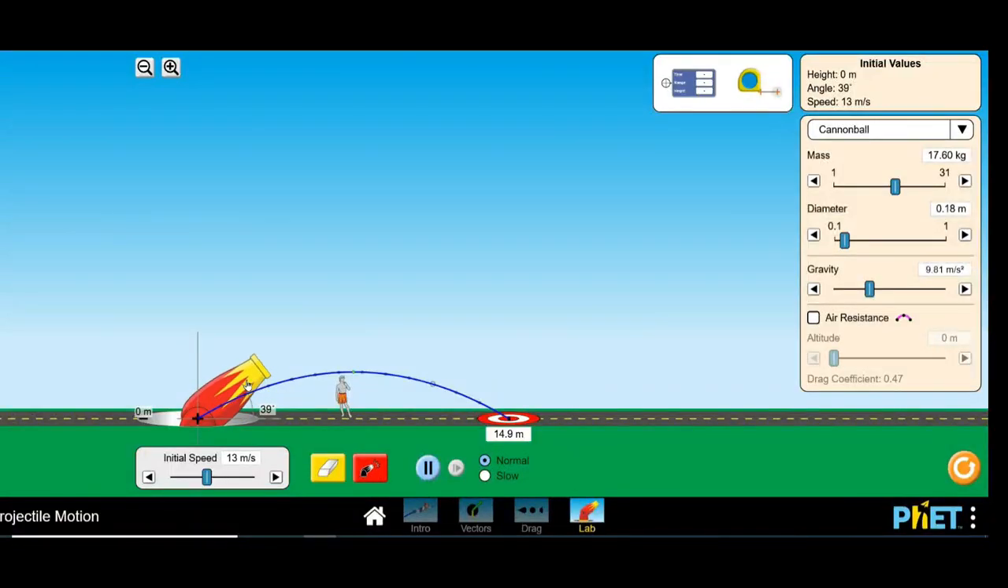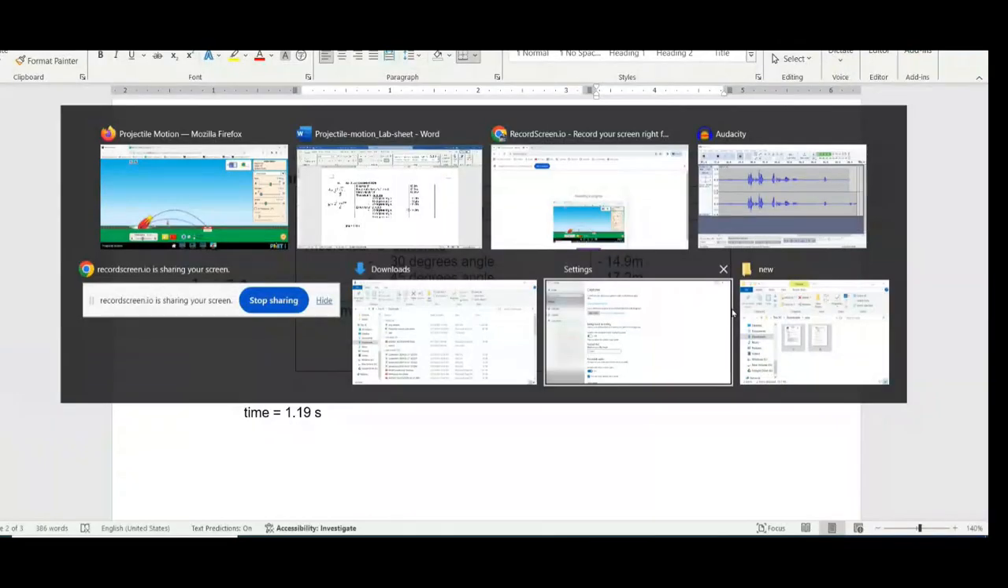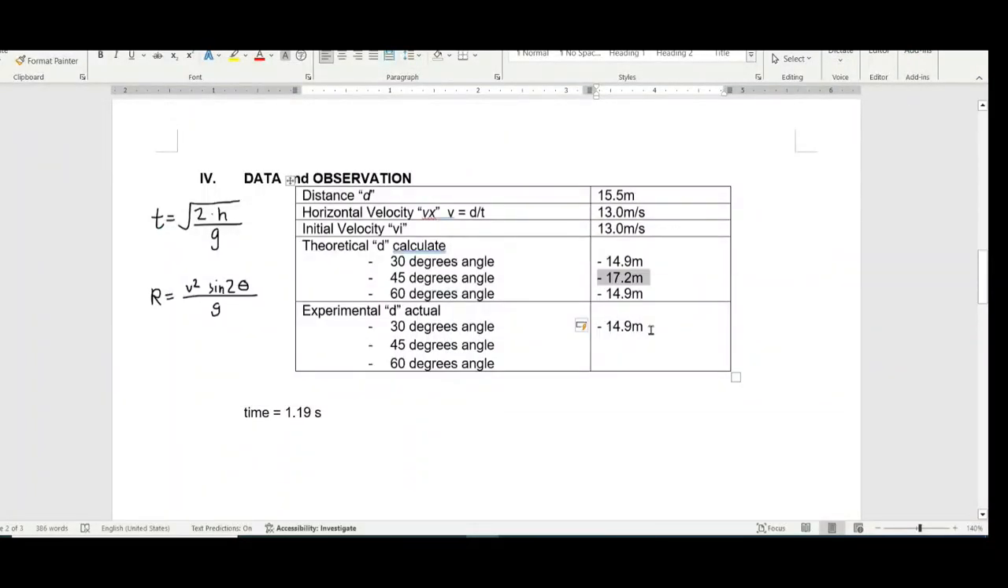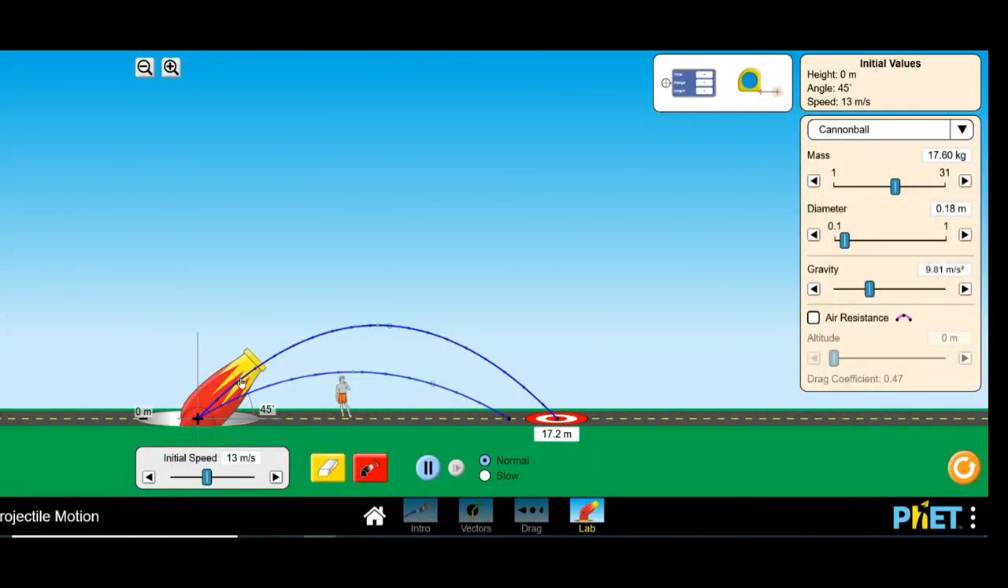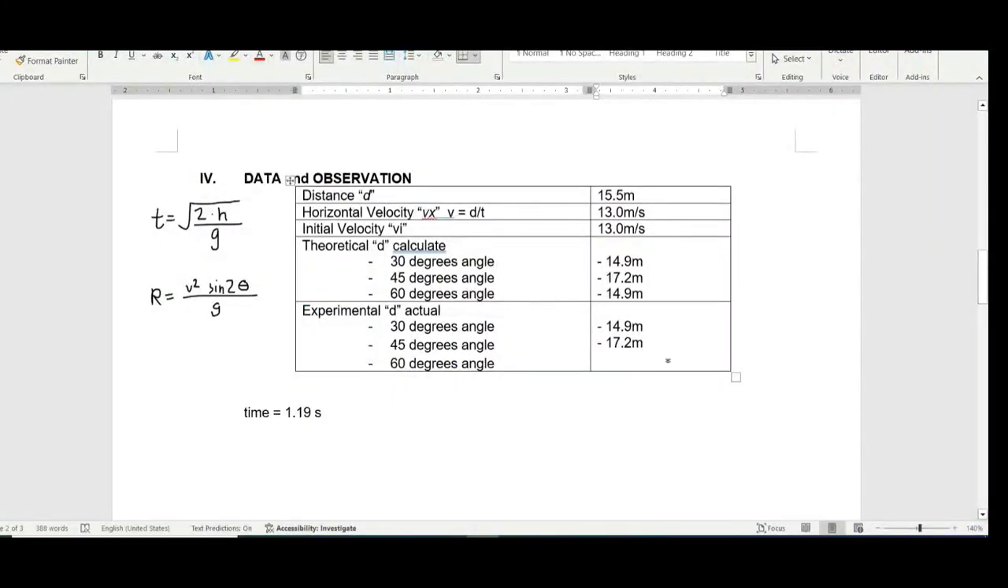If I put it at 45 degrees, and I measure it, what do I get? I get 17.2, which is the same as my theoretical. So my theoretical, 17.2. I also got 17.2 in my actual. So this actual here would be you firing with your water gun or cannon and then measuring where it lands. So I would fire it, and then I'd measure that it lands here, another 14.9 meters.